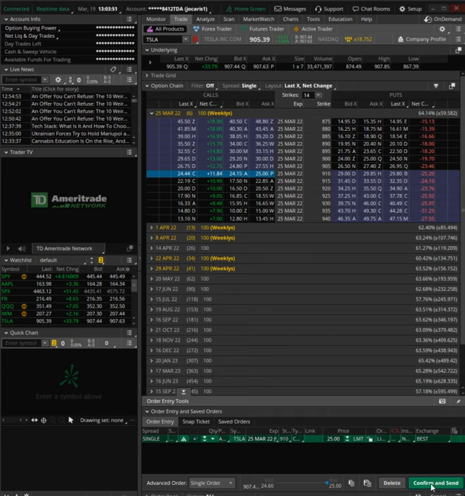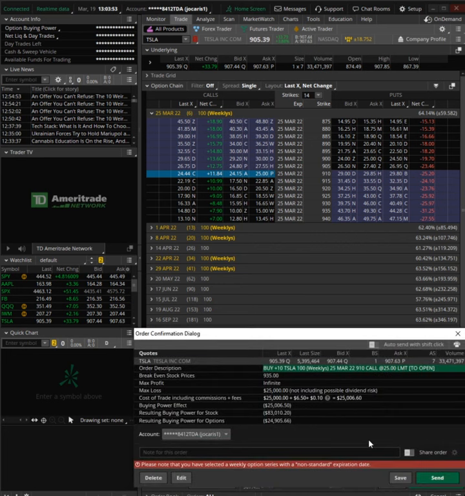So if you actually hit the confirm here, it's going to break down everything there. So as you can see, it gives you your break-even price, and this is obviously at 10 units here. Okay, so as you can see, your maximum loss will be $25,000. It would cost you $25,006.50 for the actual trade, and this is where your buying power would be affected on the stock side as well as the option side.